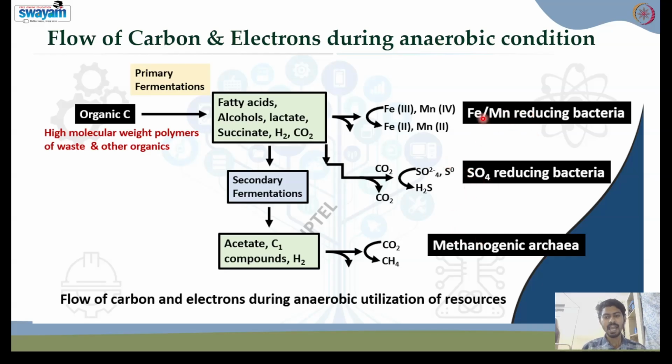In this case, Fe and Mn reducing bacteria first cooperate with each other in order to form CO2, and with the help of these reducing bacteria, the CO2 will be converted into CH4, which is helped by the methanogenic archaea.